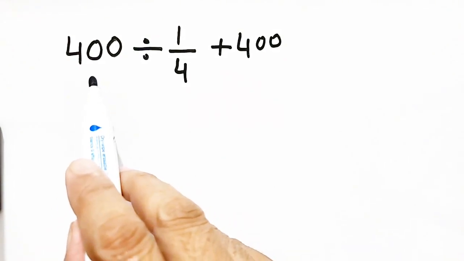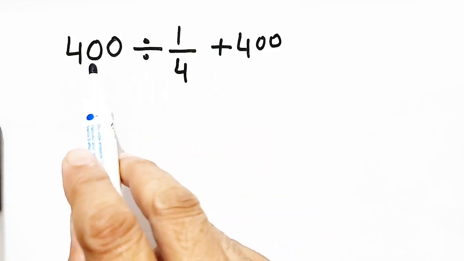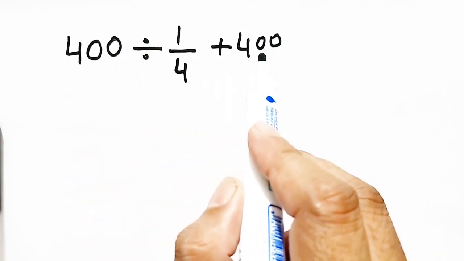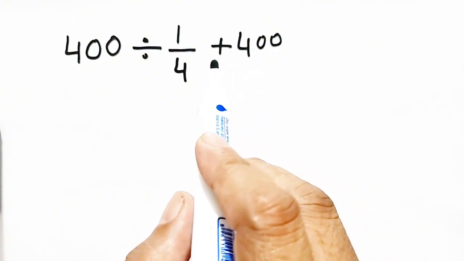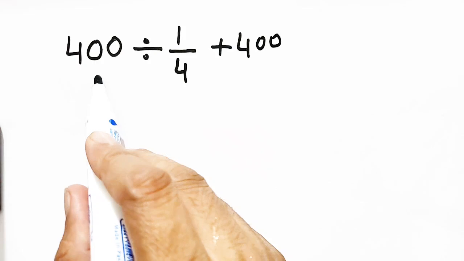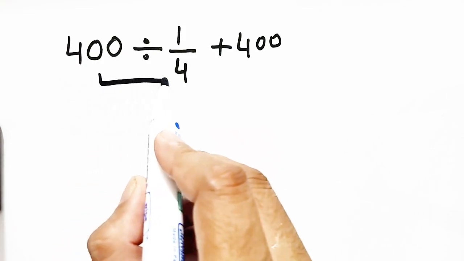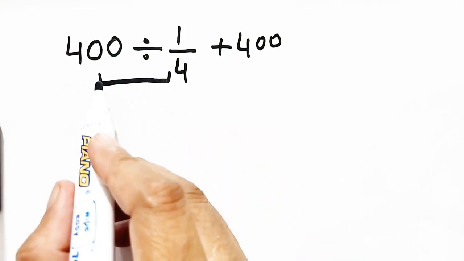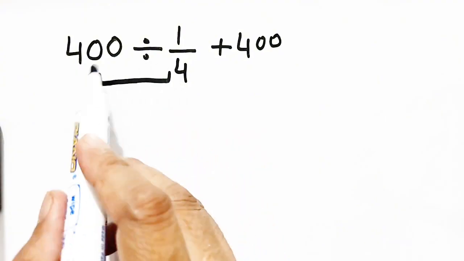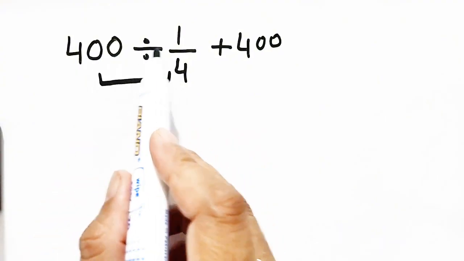I am here with a new mathematical problem. 400 divided by 1 by 4 plus 400. Dear students, first of all we will apply KCF. KCF means keep, change, flip. KCF.